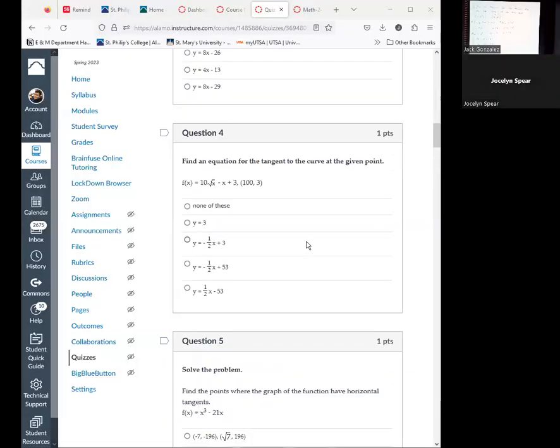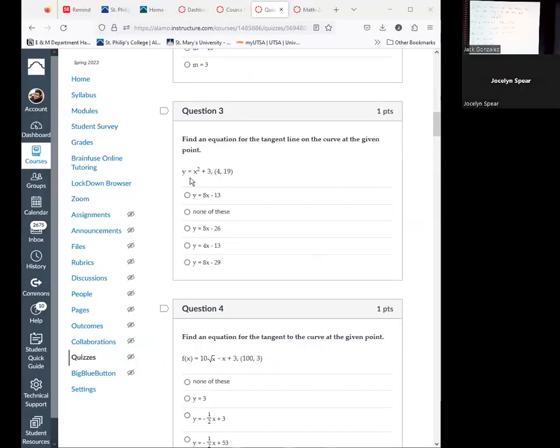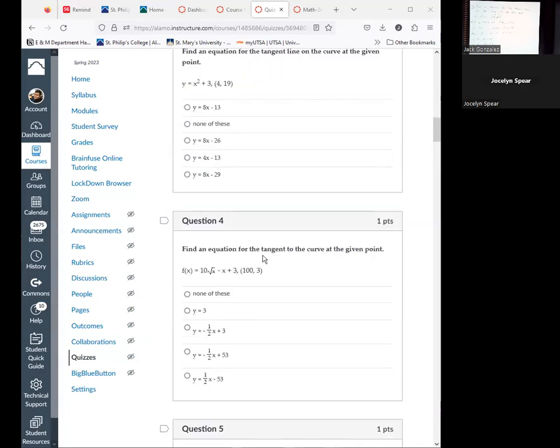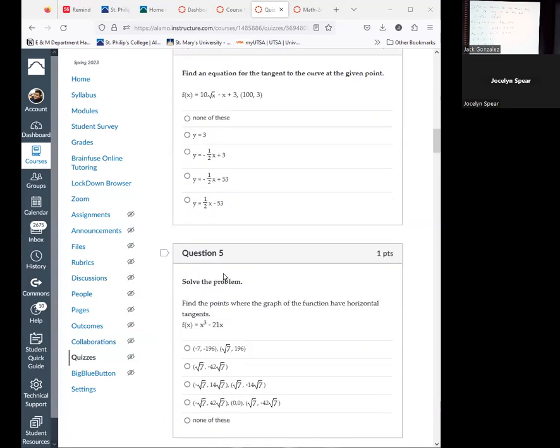Any questions on number 3? Nope. Okay. Number 4 is the same thing, so I'm going to move on. Let me show you. So 3, get an equation and a point. 4, equation and a point. It's just a different function.